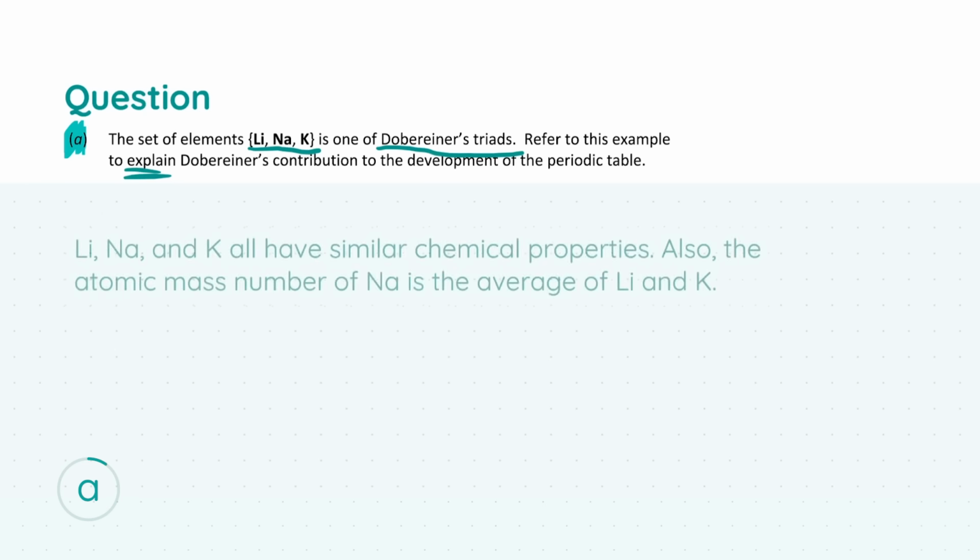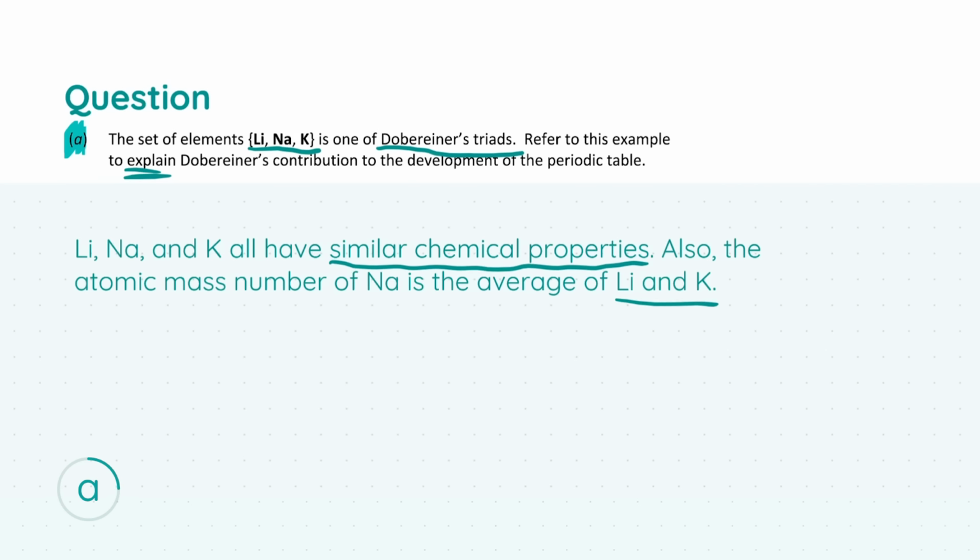So jumping straight into the answer here, what I've written down is that Li, Na, and K, or lithium, sodium, and potassium, all have similar chemical properties. Another thing that we need to note at this time is that they also have an important relationship coming from their atomic mass numbers. So the atomic mass number of Na in this instance is the average of Li and K.